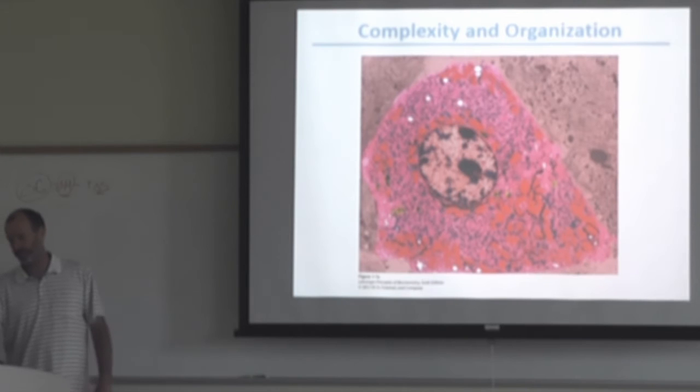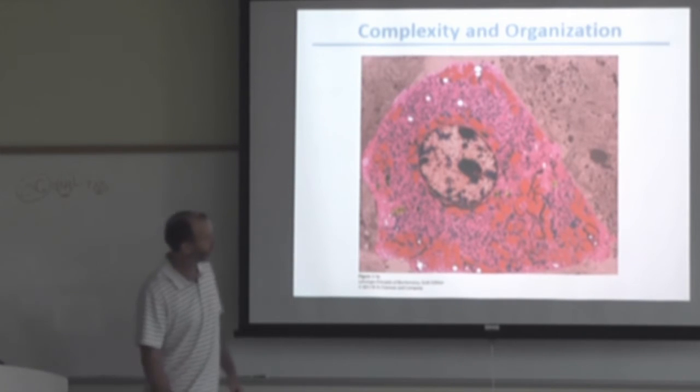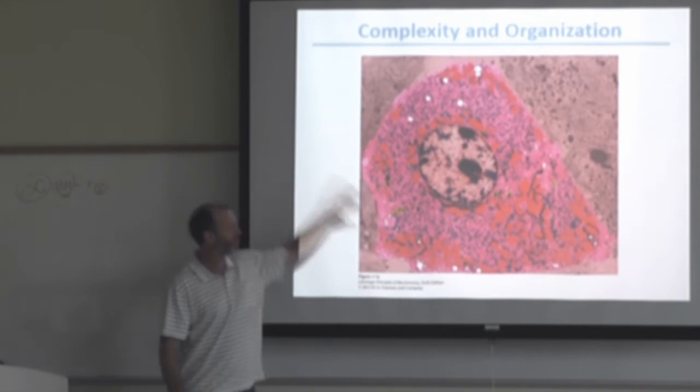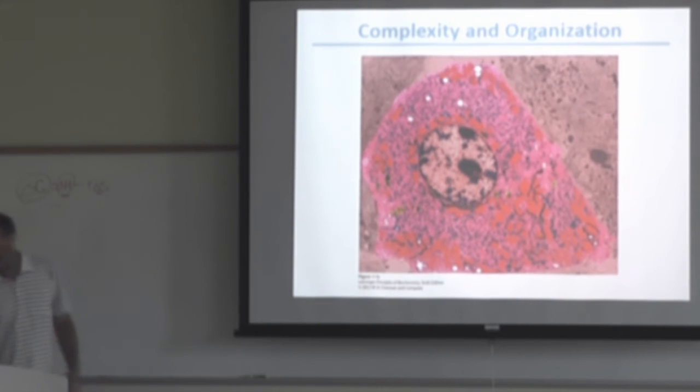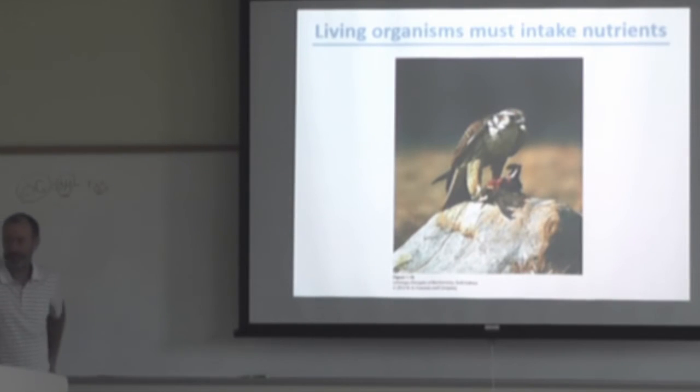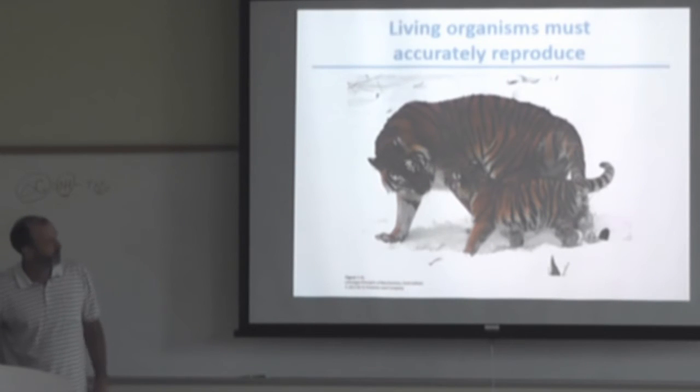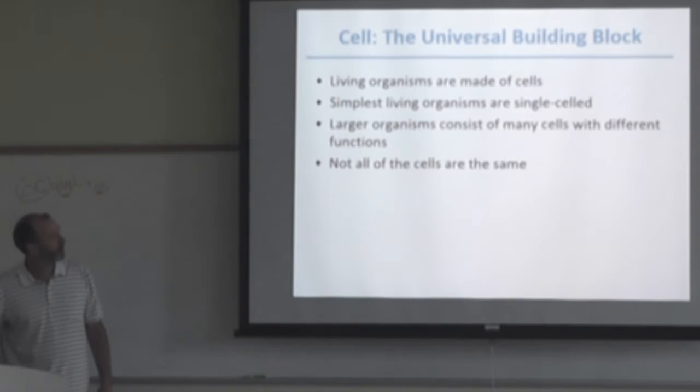So, a picture from the book showing you the complexity and organization of the cell. It's very compact and tight with all kinds of different things. And we must take in nutrients, because it takes a lot of energy to maintain order. When we die, that's what happens. Everything goes to disorder, and we become one with the earth again. Right? And we can replicate ourselves, basically.